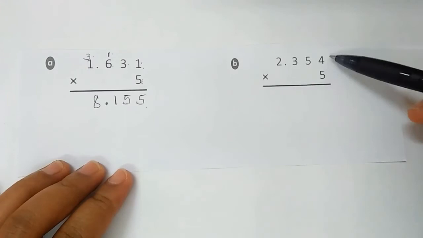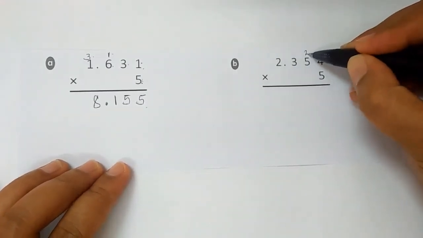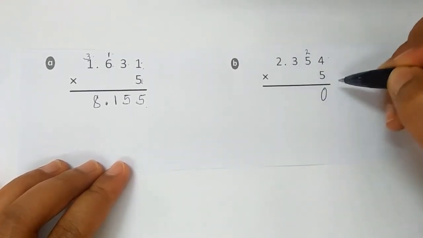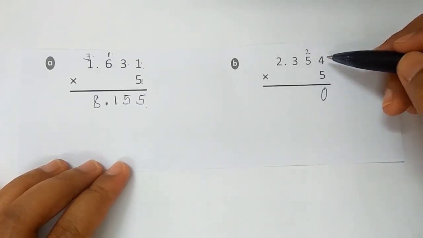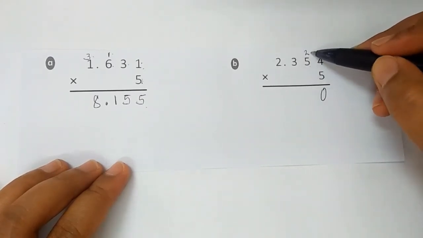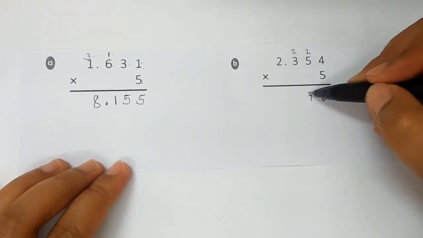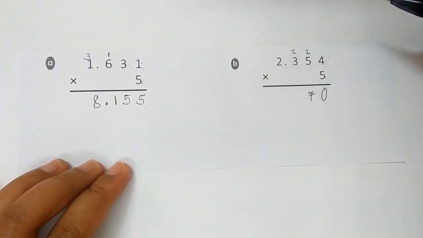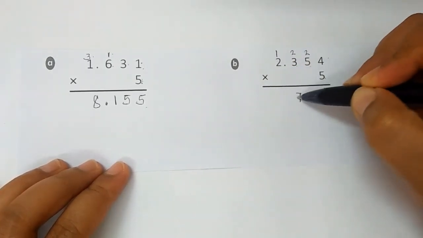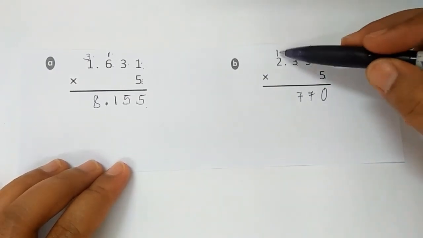Let's multiply 5 times 4, 20. We need to regroup 2 on the hundreds place and 0 on thousands place. 5 times 5, 25 plus 2, it's 27. Regroup 2 in tens place and 7 in hundreds place. Next, 5 times 3, 15 plus 2, it's 17. 1 on ones place and 7 on tenths place. 5 times 2, 10 plus 1, 11.